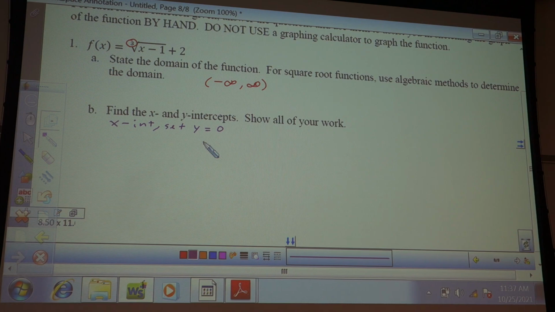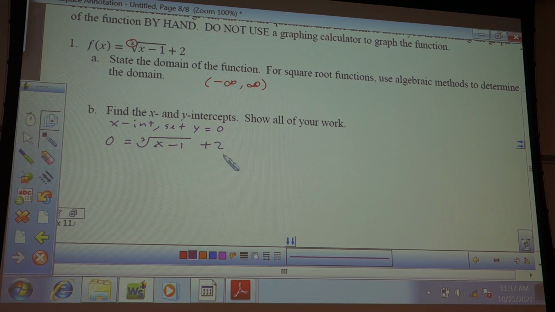Right. Okay, so everybody should have written down 0 equals cube root of x minus 1 plus 2. Okay, so then Eric said, well, can we cube both sides? Here's the problem. If you cube both sides, that would end up being this times this. Don't write this down.